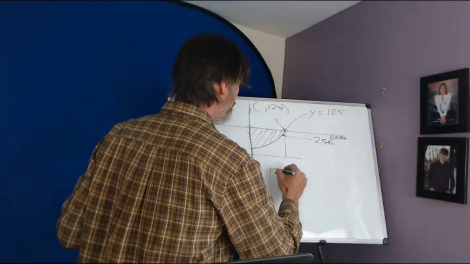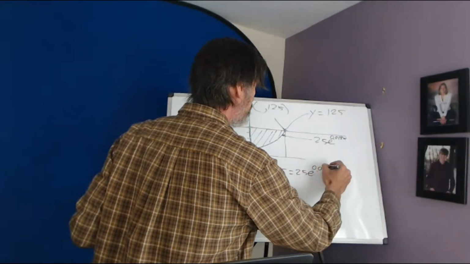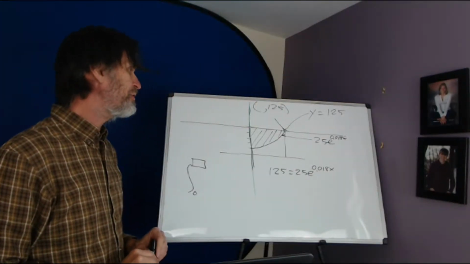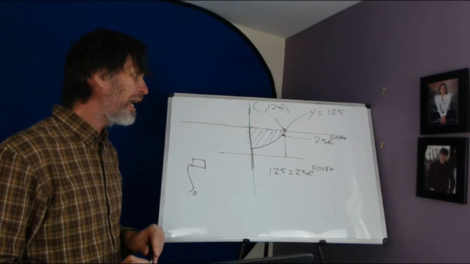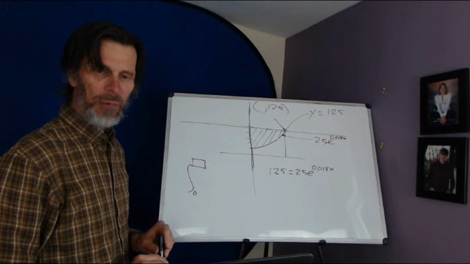So 125 is equal to 25e to the 0.018x. We have an unknown in the exponent of e, so there should be a couple of fairly common steps. We've been using them all semester. What's the first step?